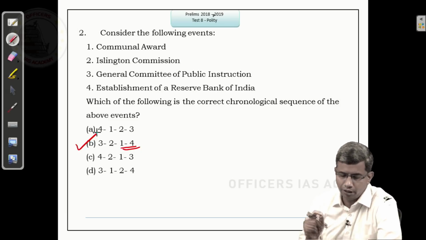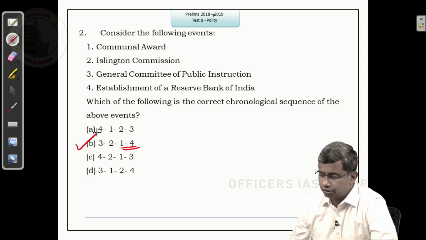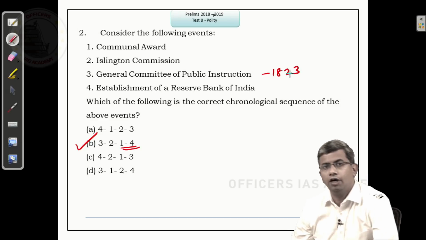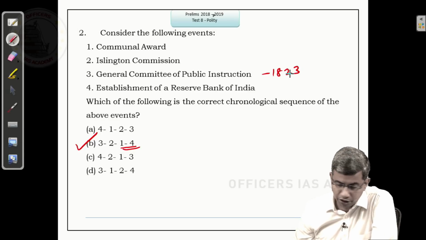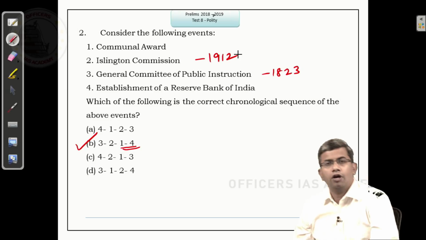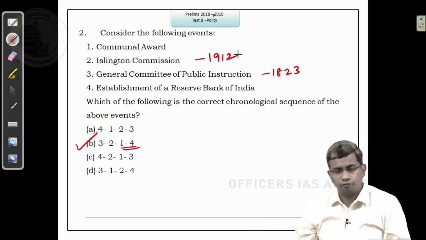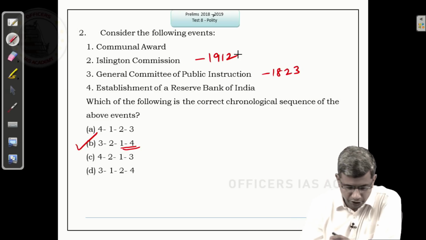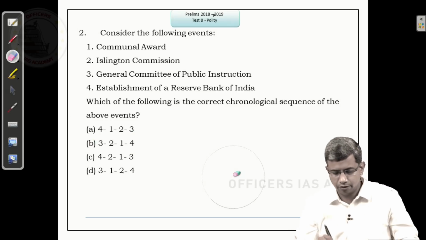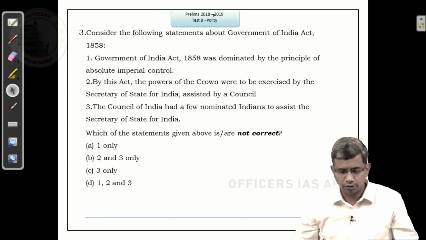And just for information, the General Committee of Public Instruction was set up in 1823 for the purpose of recommendation on matters of education, and the Islington Commission was set up in 1912 for recommending reforms in recruitment to public services in British India. So the correct answer is B. Moving on to the next question.